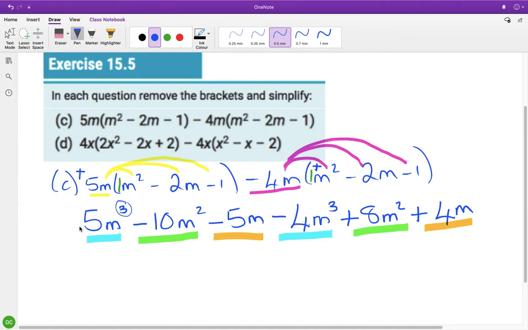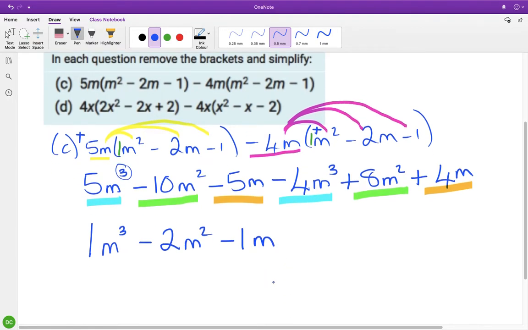Okay, so I have a 5 and a minus 4, so 5 minus 4 is 1, and that's the total for the m cubed family. The m squared family, which I have in green, is minus 10 and plus 8, so that's minus 2 for the m squared family. And then minus 5 and plus 4 is minus 1 for the m family. And we're done.